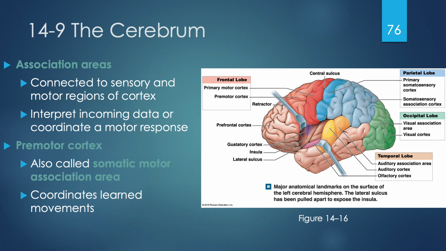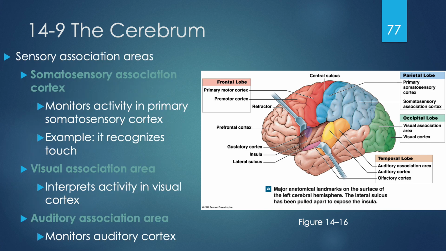Association areas are just areas of the cerebral cortex that are going to take that incoming data and then coordinate some sort of motor response from it. So they're connected to both sensory and motor regions of the cortex because they need to both take in sensory information, make a plan, and then send out a motor response. So the premotor cortex is also known as the somatic motor association area, and it's going to be responsible for coordinating learned movements.